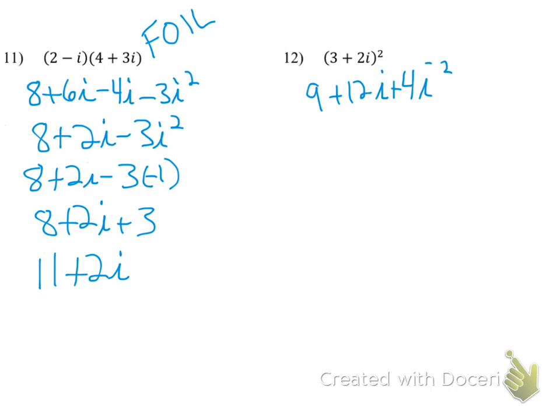We have to clean up this 4i squared. So this becomes 9 plus 12i. Remember, i squared is -1. So in the end, we have -4 here. Combine our like terms now. So 5 plus 12i. So go ahead and give number 13 a try, and then I will do it here in a second.